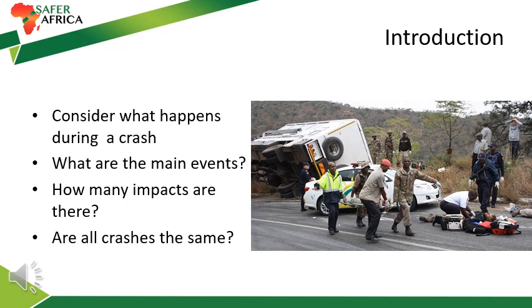Just consider what happens during a crash. What were the main events? How many impacts were there? Can you figure out what led to the crash? Are all crashes the same? We only see damaged or destroyed vehicles. There is probably police on the side of the road, maybe an ambulance, but all these do not tell us a story other than they collided.